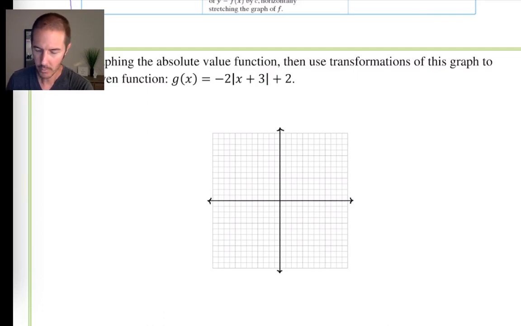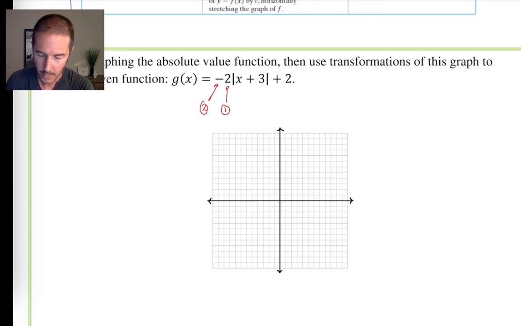Again, our vertical or horizontal stretch or shrink is what I recommend doing first, and that's going to be caused by the number 2 here. So that's what I'm going to do first, and then the second thing that I'll do is I will apply this negative. The negative outside the function is going to cause a reflection over the x-axis, so that's number 2.